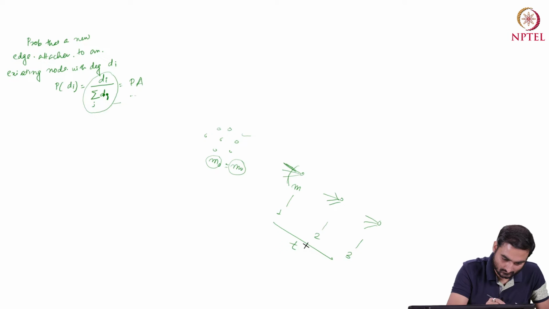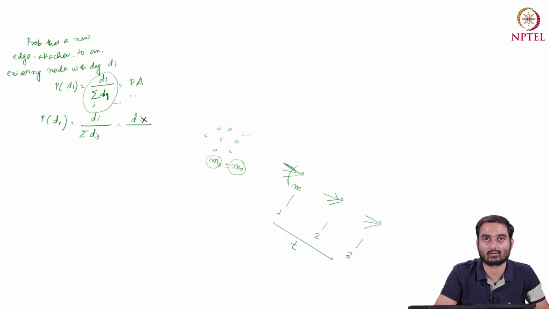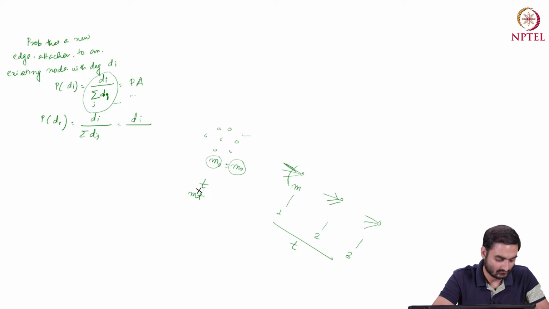So this P of di is di by sum of degree, right? Now sum of degree is what? Sum of degree is 2 into number of edges. So how many edges are there? So at time t, mt number of edges have already joined, right? And if you just ignore the last node, because at time t you are calculating the number of edges, you will not consider the node. Let us assume that you are not considering the node which is joining at time t.